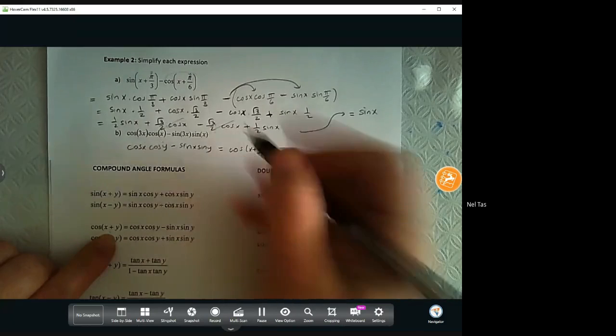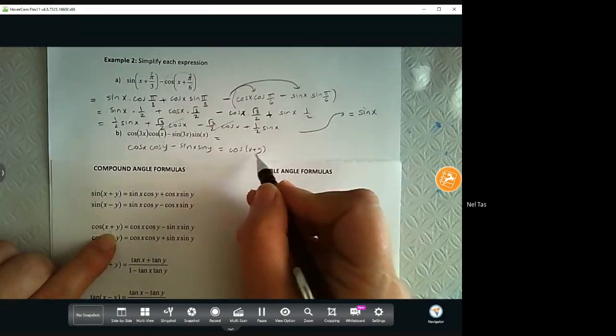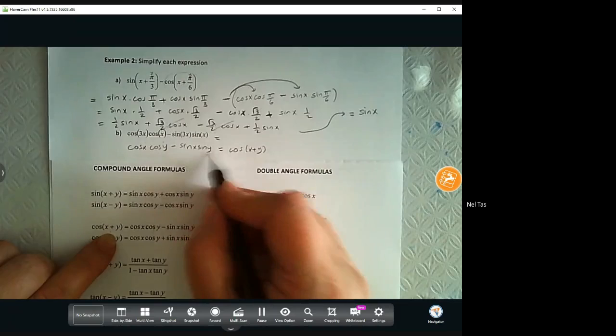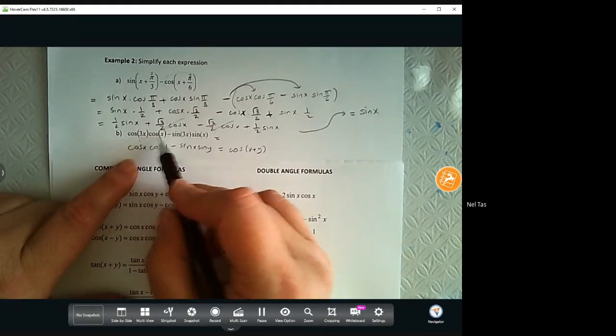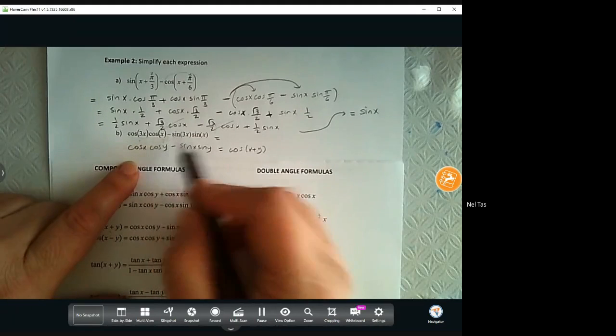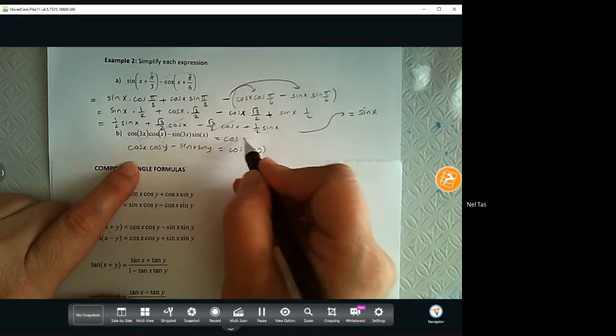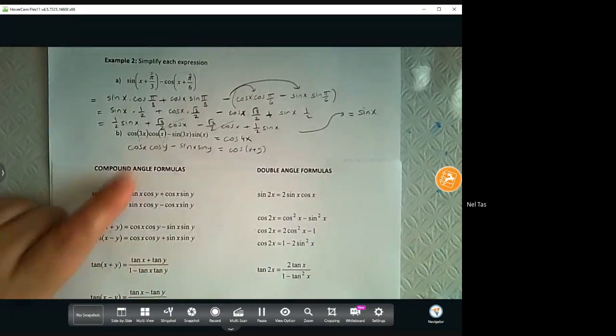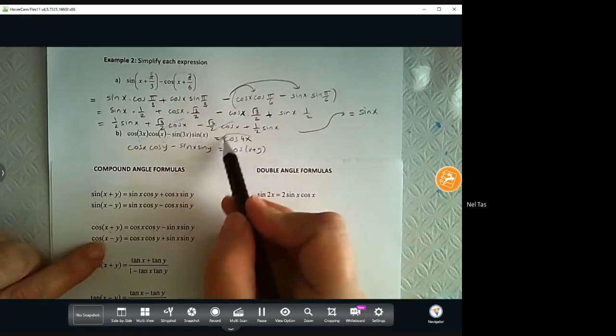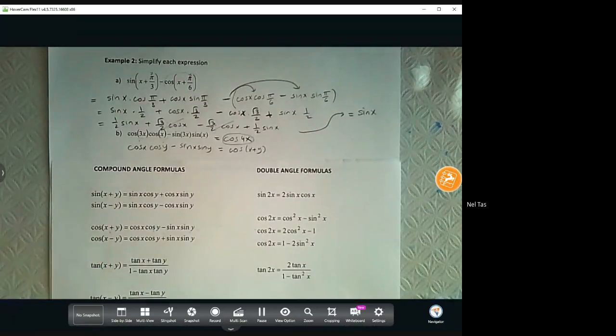So what did we do on the right side? You're adding x and y. So now you're going to add 3x and x. This is going to give us 4x. So if you simplify this, then you get cos 4x.